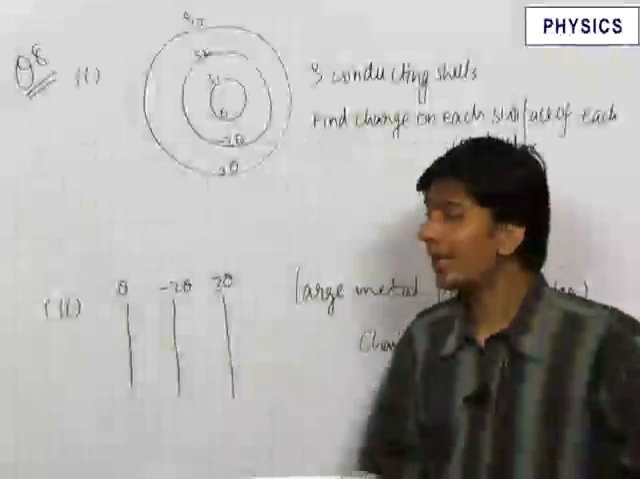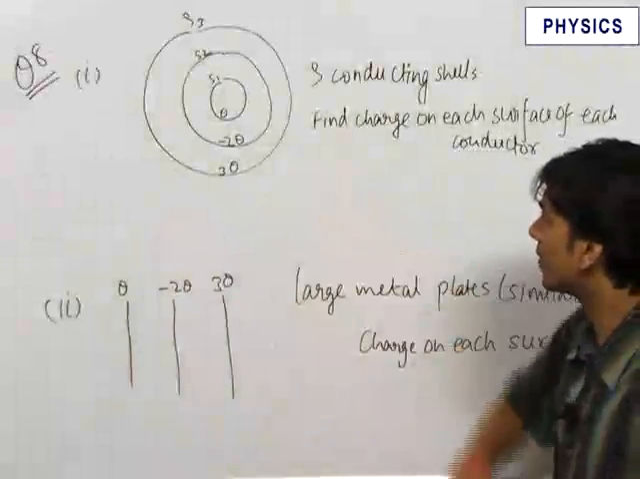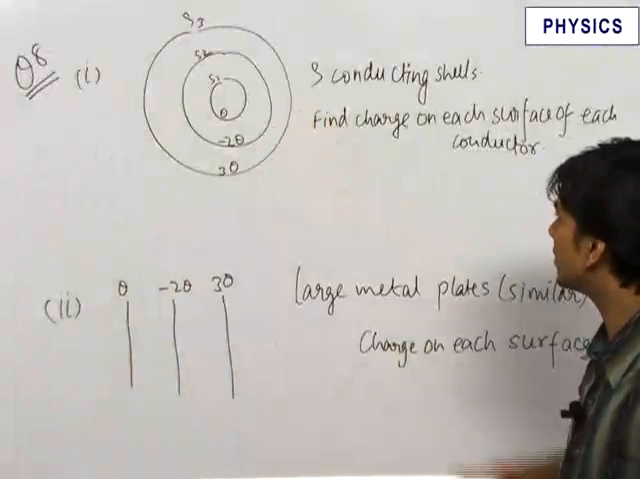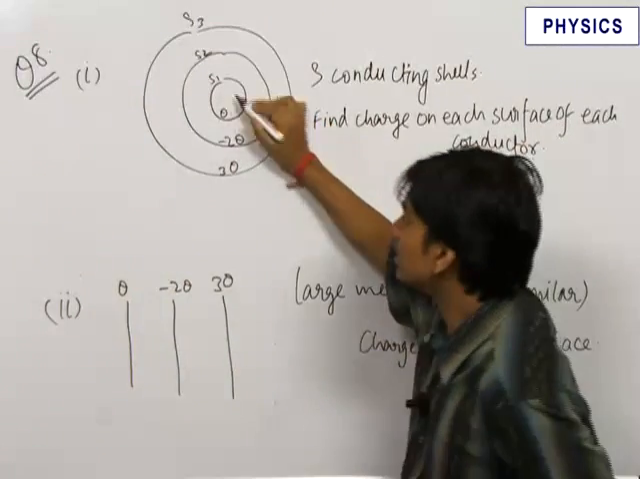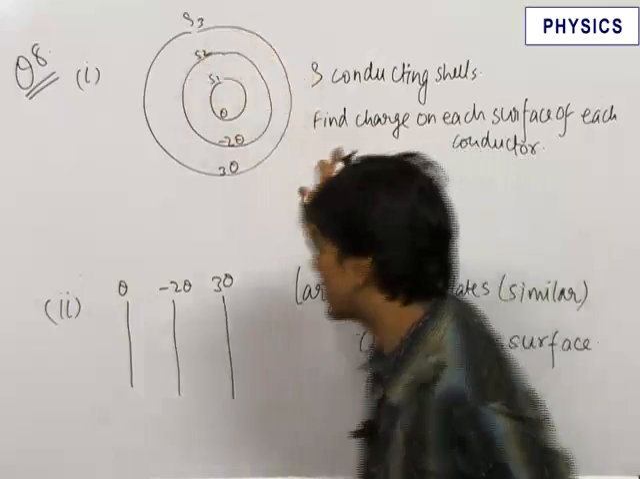These types of questions that we have are pretty interesting. In the first part we have 3 conducting shells. We need to find out the charge on each surface of each conductor. All these 3 shells are hollow, they are not solid spheres.